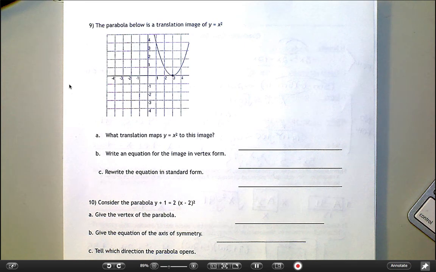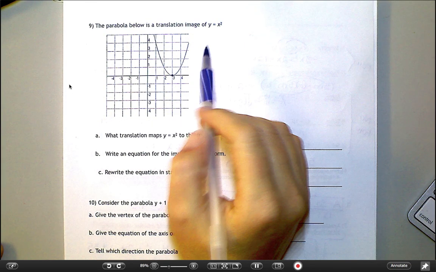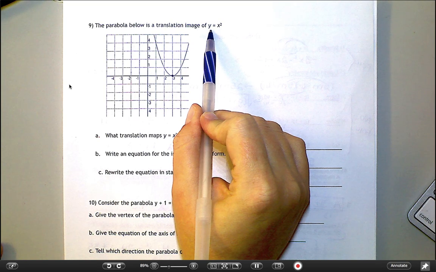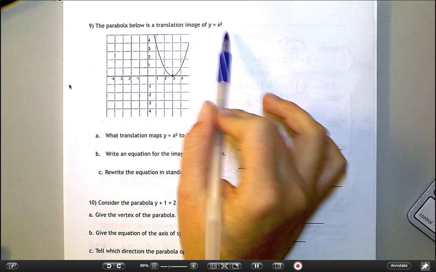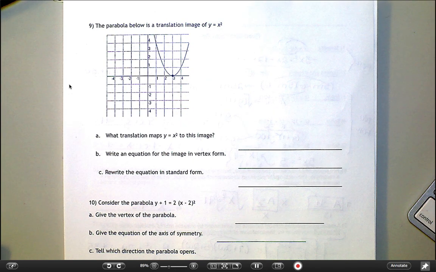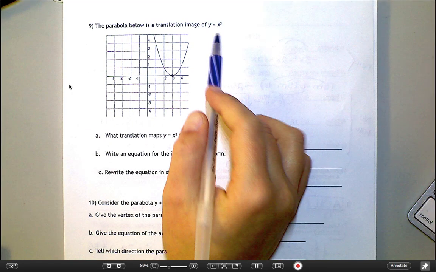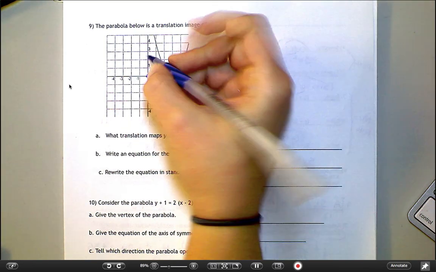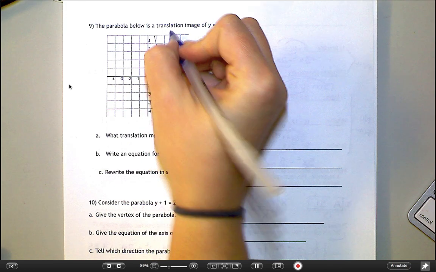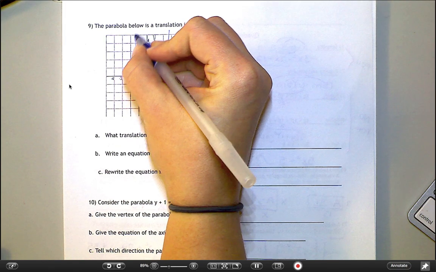And I think part of it is the fact that it doesn't show you the original parabola. It shows you this new one, and it says this is a translation of y equals x squared, but it doesn't show you the original y equals x squared. Well, you should know that y equals x squared is always going to start at 0, 0, right? And so the original y equals x squared would be like here.